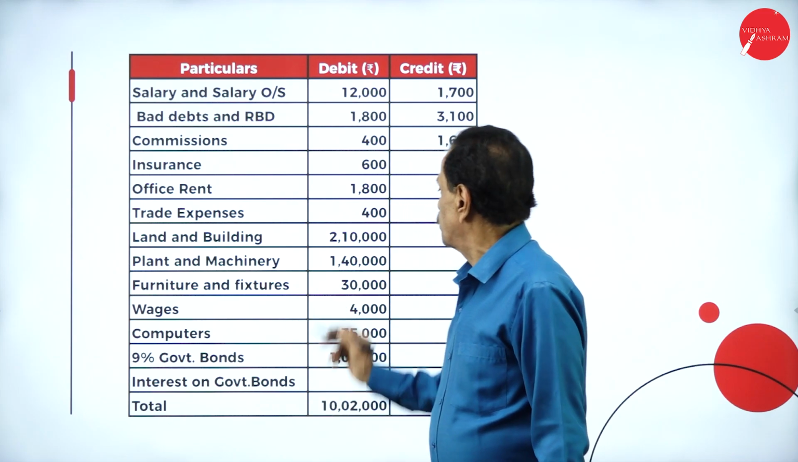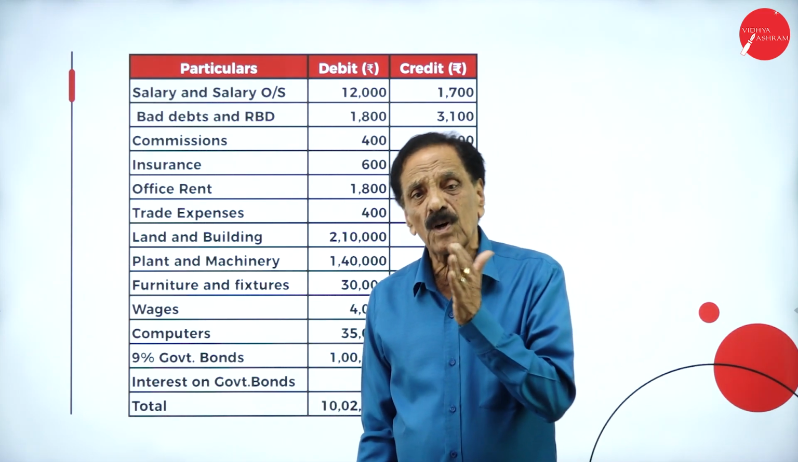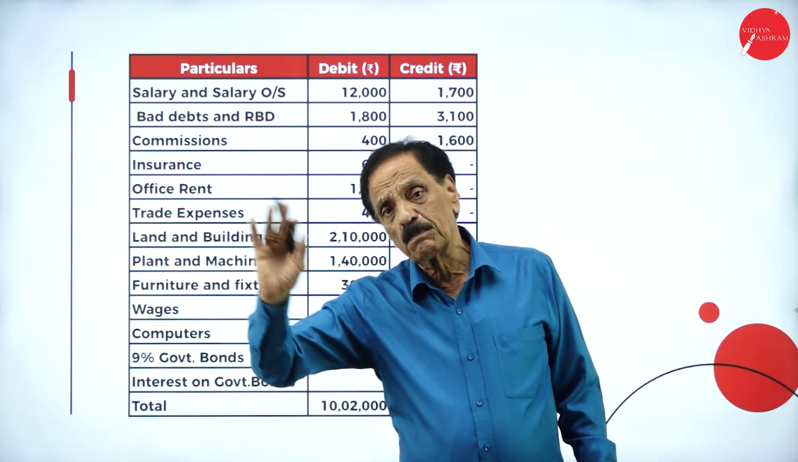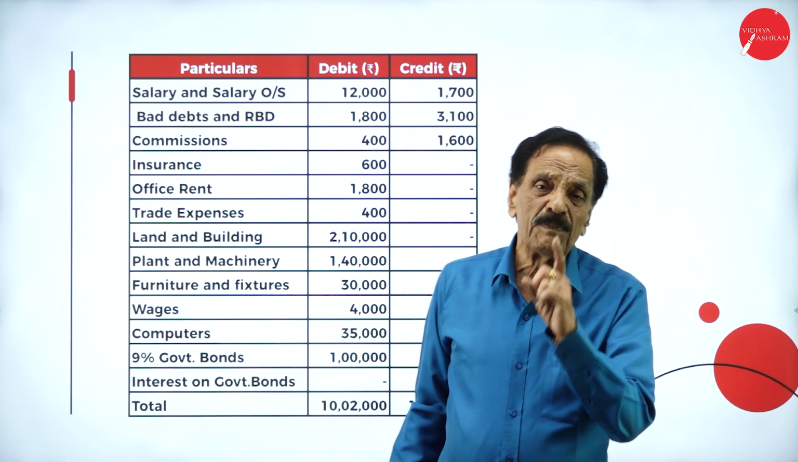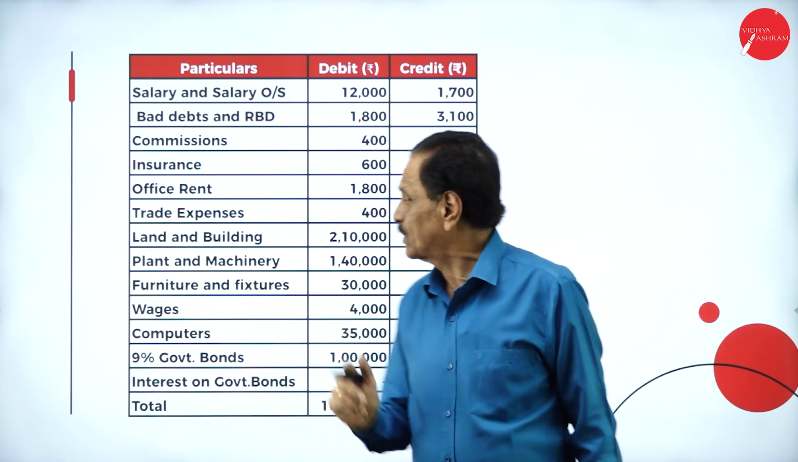Trade expenses, profit and loss account. If trade expense and general expense are both given in the problem, trade expense goes to the trading account, general expense goes to the profit and loss account. If only one of the two is given, it should be treated in the profit and loss account.